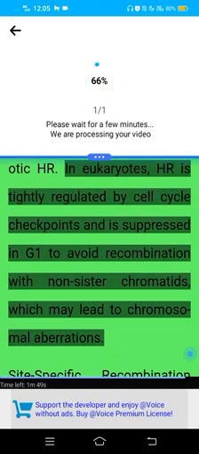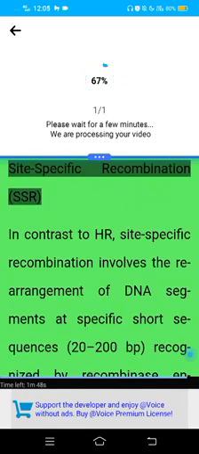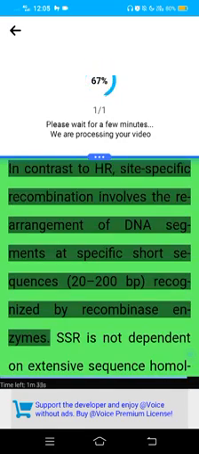In eukaryotes, HR is tightly regulated by cell cycle checkpoints and is suppressed in G1 to avoid recombination with non-sister chromatids, which may lead to chromosomal aberrations. Site-specific recombination (SSR). In contrast to HR, site-specific recombination involves the rearrangement of DNA segments at specific short sequences, 20 to 200 bp, recognized by recombinase enzymes.